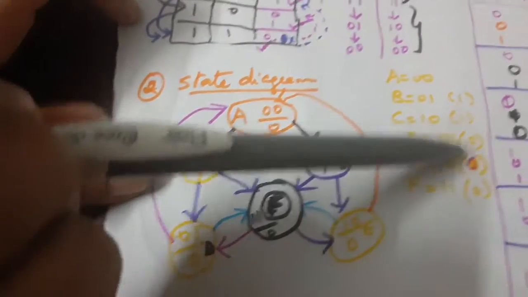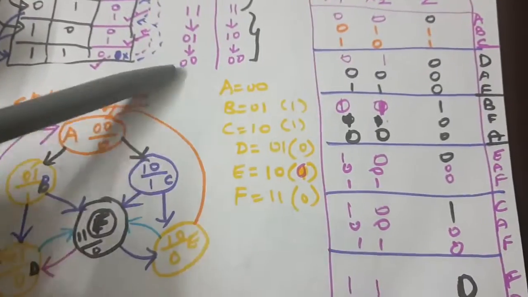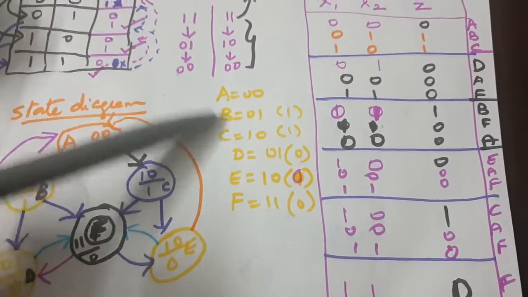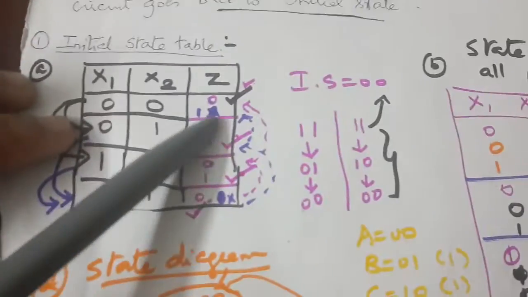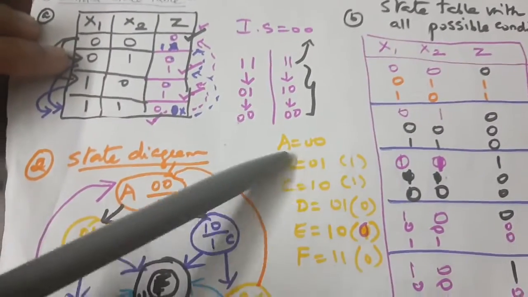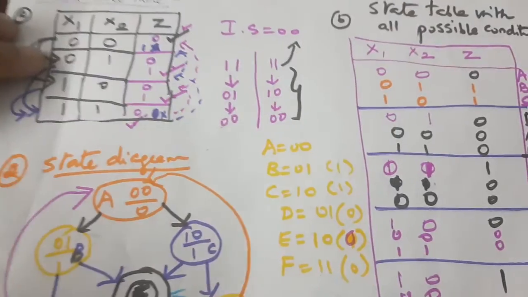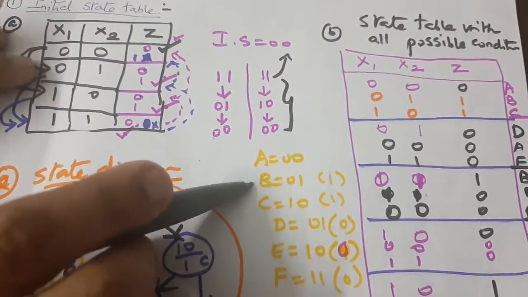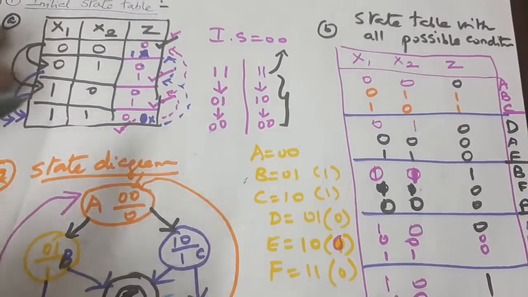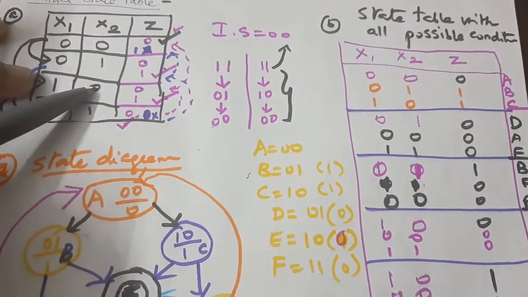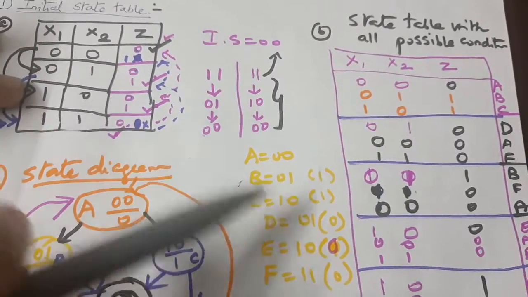So, I am going to expand this one. You can see here A is 0, 0. B is taking 0, 1 with the output 0, and 0, 1 with the output 1. So there are two conditions: B is represented for output 0 and D is represented for the next condition. Similarly, C is taking 1, 0 for output 0 and 1, 0 for output 1. C and E, you can see.